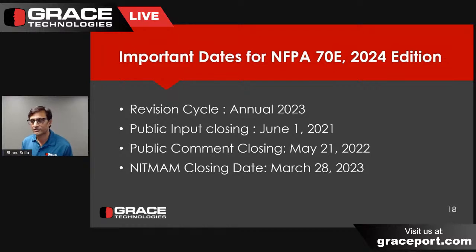Revision cycle is annual, 2023. Please make sure to put these dates on your calendar. So you can't complain after the deadlines pass, right? So you can't just say in July or August, I wish I had added this. So mark your calendars. And if you really have an input, please do so.